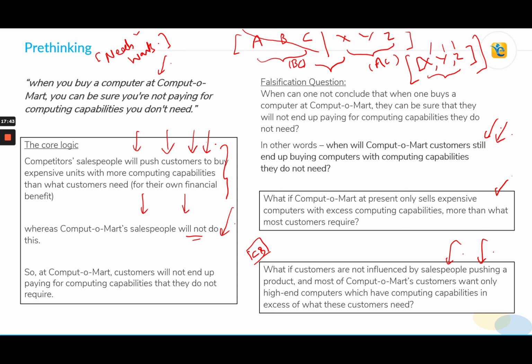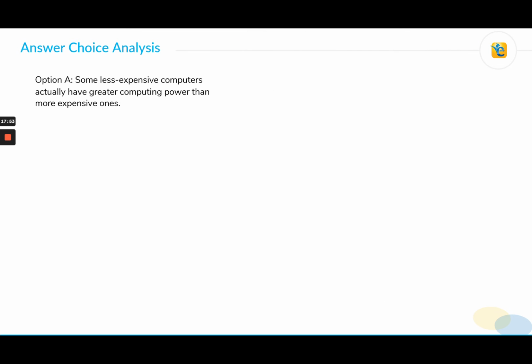So these are two situations that we could think of. These are both effective weakeners. There could be more, but with this understanding, let's go to answer choice analysis. This is where things will really get tricky if you're not careful.